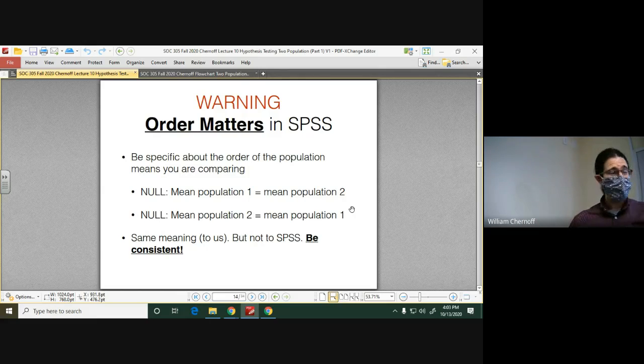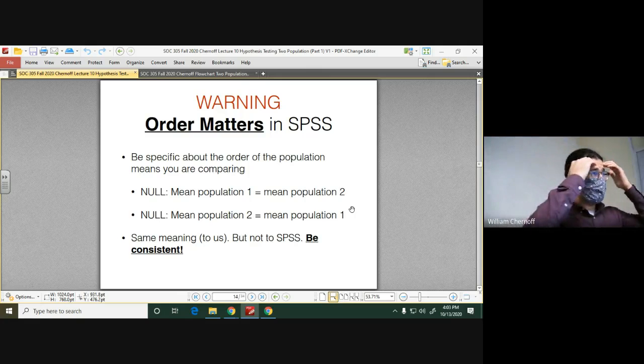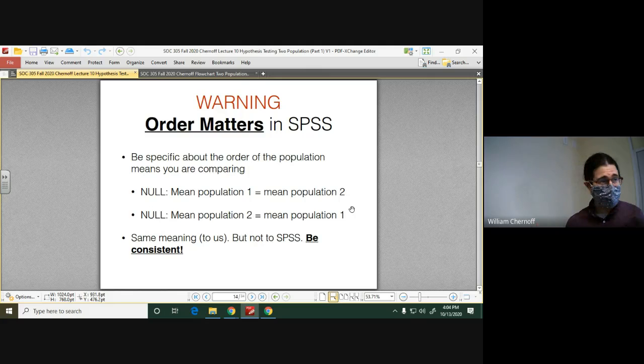Now in reality, you can make that same claim by stating that the mean of population 2 is equal to the mean of population 1. If you look at these 2 claims, they're basically saying the same thing. Read it from left to right, right to left. If we go from left to right, we get 1 equals 2. If we read the second one from right to left, we get again 1 equals 2. So conceptually, we're going to say that the 2 population means are equal, but it's really important that we specify that ordering.